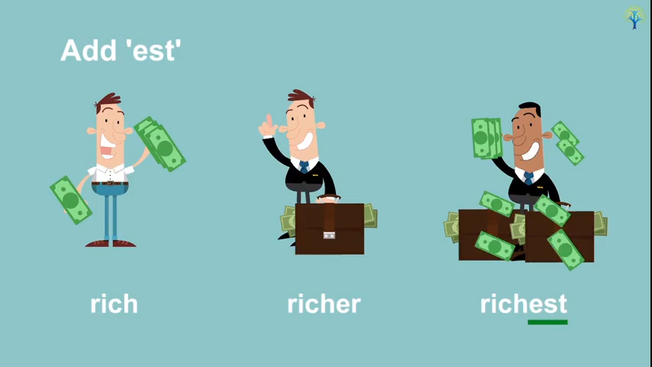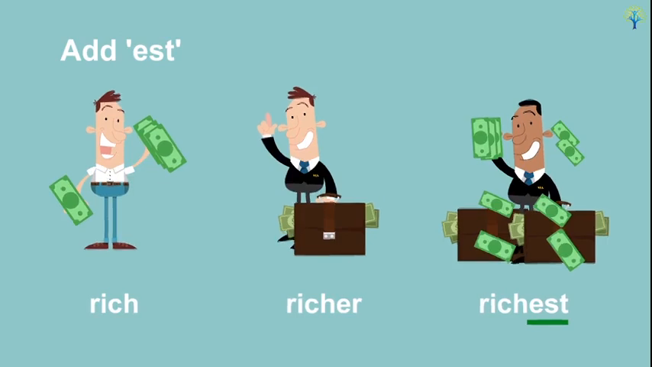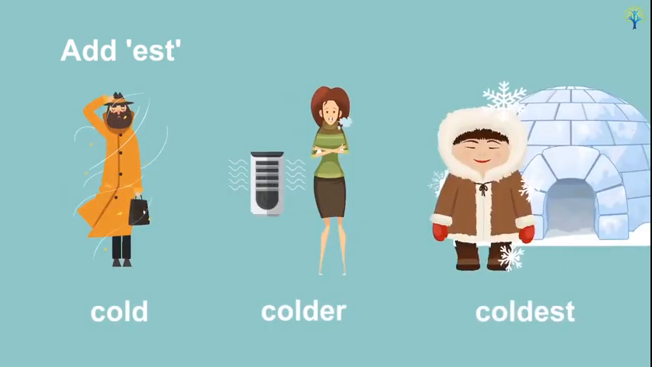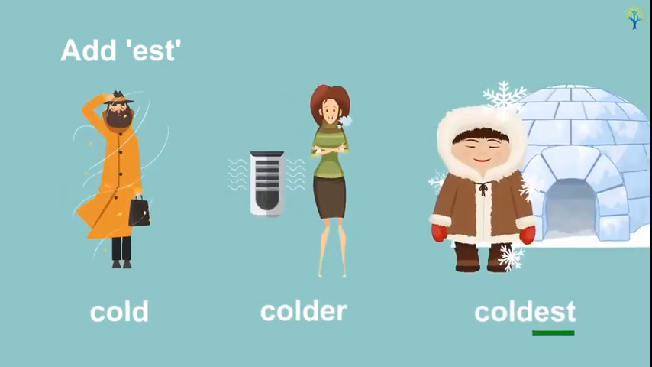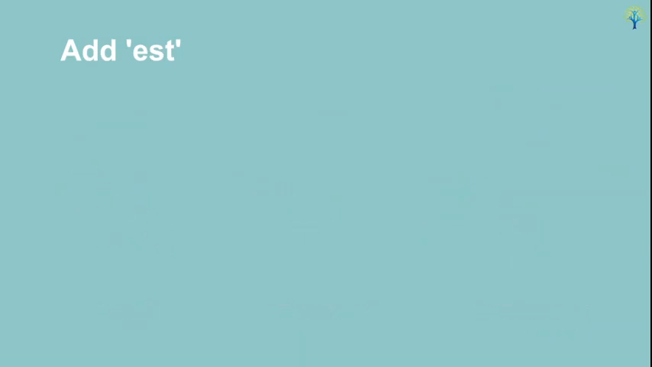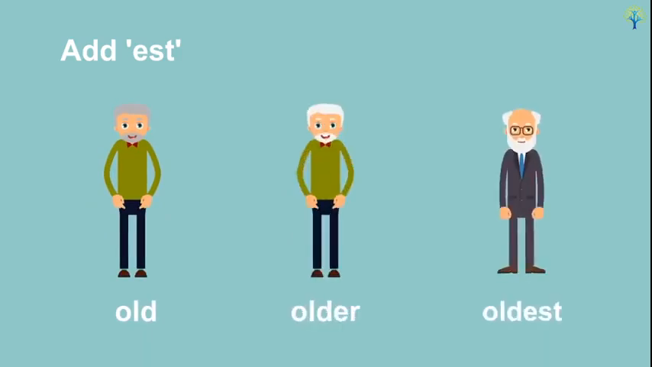Let us look at a few more superlative words which compare more than two nouns. Cold becomes coldest. Small becomes smallest. And old becomes oldest.